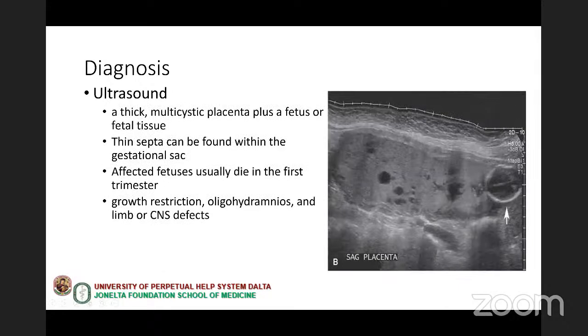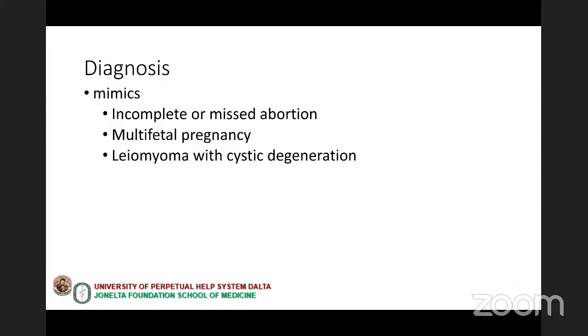So for the partial mole on ultrasound, you have a thick multicystic placenta plus a fetus or fetal tissue. There are thin septa which can be found within the gestational sac. Affected fetuses usually die in the first trimester. There could be growth restriction, oligohydramnios, and limb or CNS defects. So what could HMO mimic? Any first trimester bleeding, you think incomplete or missed abortion, multifetal pregnancy, or leiomyoma with cystic degeneration. Okay.